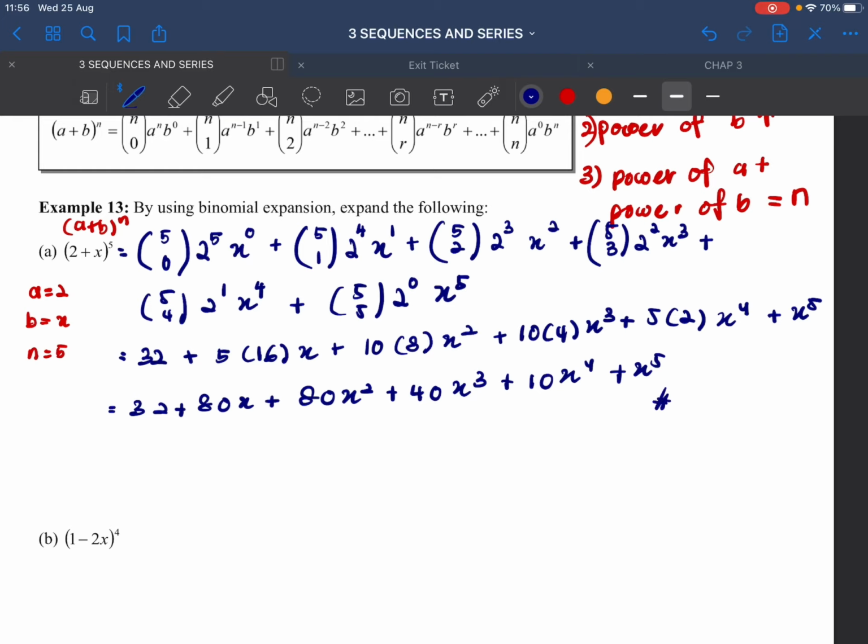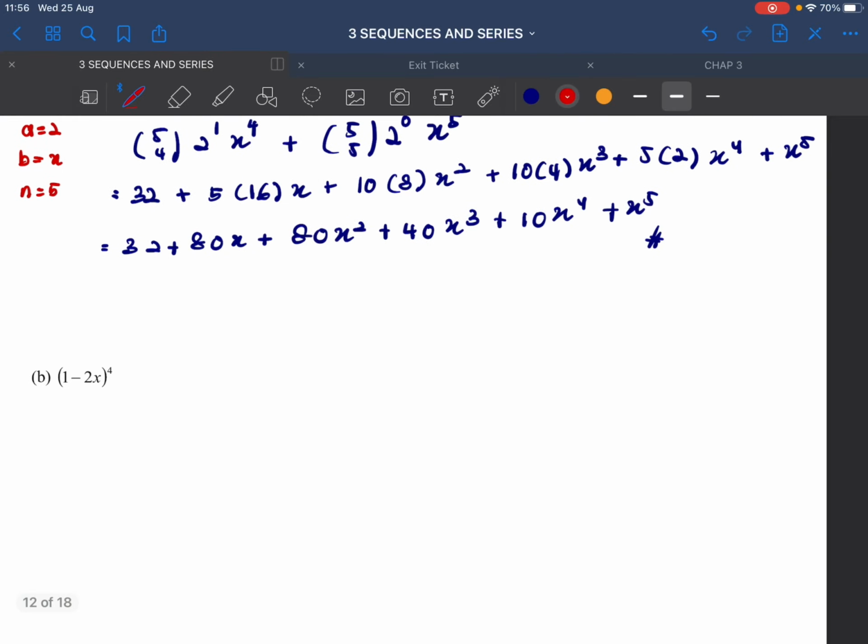Okay, so that is our expansion for the binomial expansion (2 plus x) to the power of 5. Okay, so senang je the formula. We have nCr, the power of A must decrease, the power of B has to increase. Okay, let's see example B.